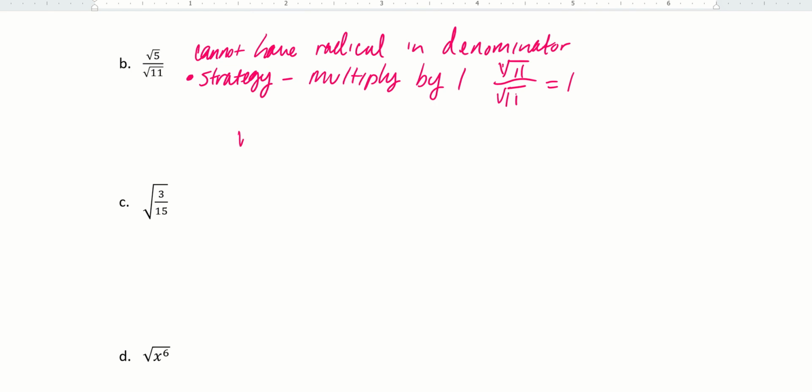So I'm going to come down here and say square root of 5 over the square root of 11. And then I'm going to multiply it by the square root of 11 over the square root of 11. And when we multiply fractions, we just go straight across. So I do square root of 5 times the square root of 11, and then I do the square root of 11 times the square root of 11.